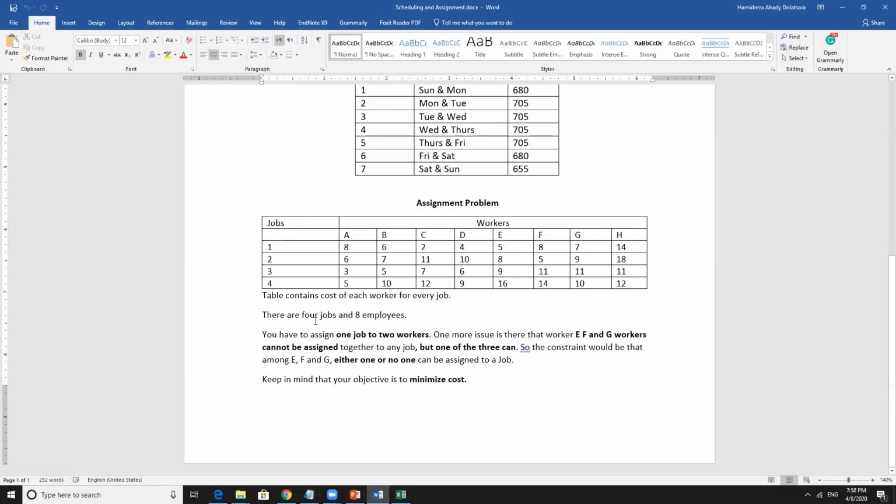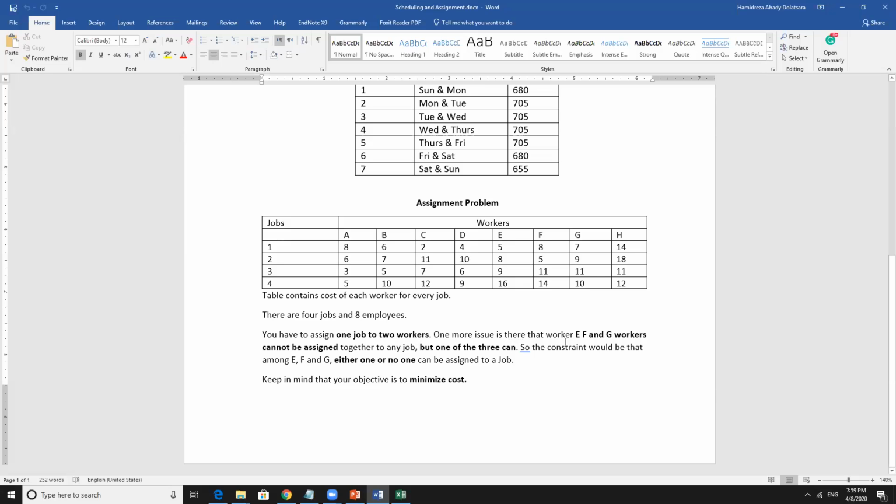So there are 4 jobs and 8 employees. You have to assign 1 job to 2 workers. Basically, let's say for job 1, maybe you pick A and B. For job 2, you pick C and D, and so on and so forth. So you have to assign 1 job to 2 workers.